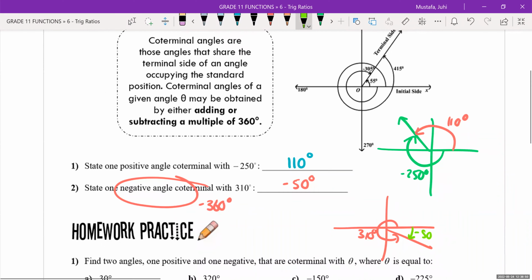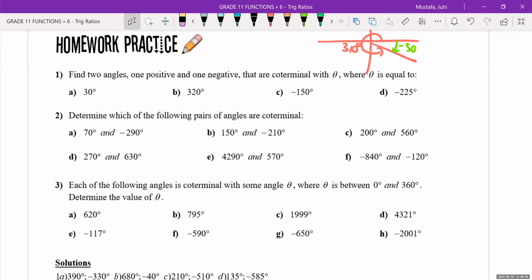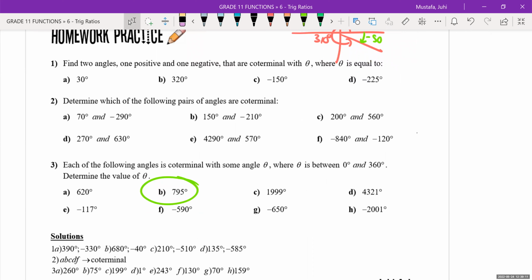So you can go ahead and try for homework, try these questions. You just need your calculator and like I said, you're just basically going to be adding and subtracting. Let's just do one of them together. So let's just go to question 3B. Question 3 says, each of the following angles is coterminal with some angle theta between 0 and 360 degrees. Determine the value of theta.